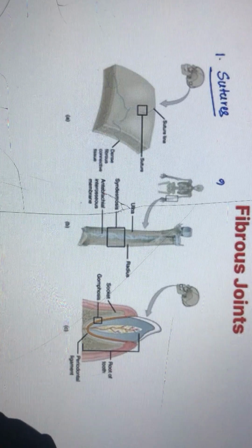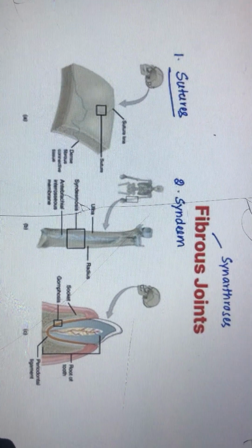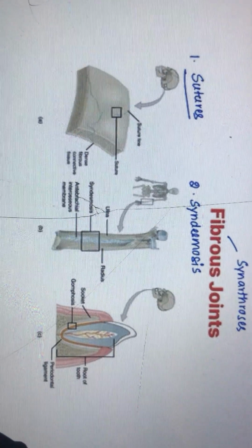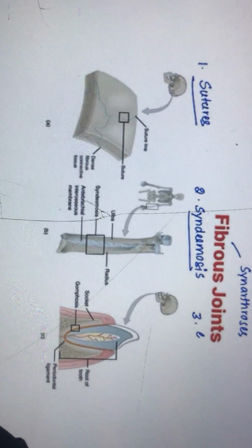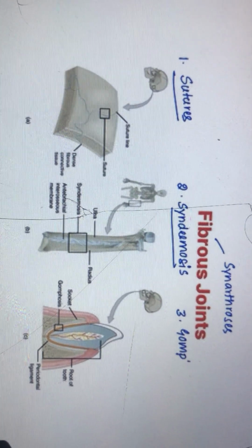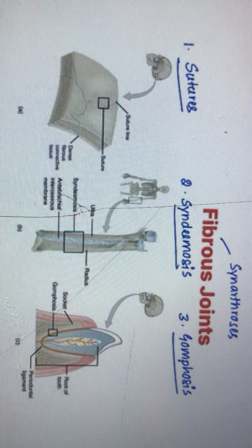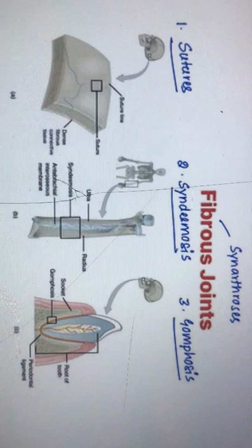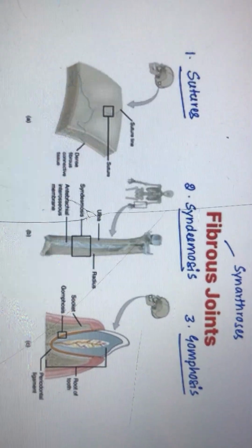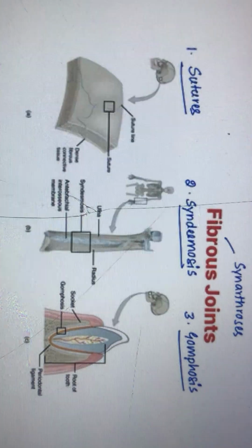Then the second type is known as syndesmosis. And the third type is referred to as gomphosis. So we have three subtypes of fibrous joints. As I said, here in fibrous joints, the articulating surfaces are united by fibrous connective tissue. So what about sutures?